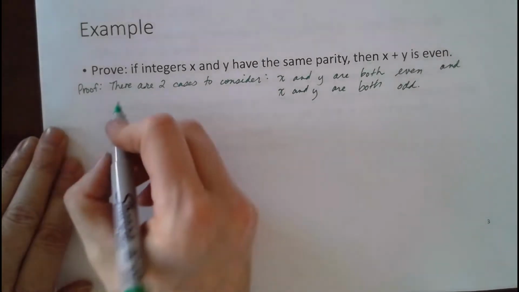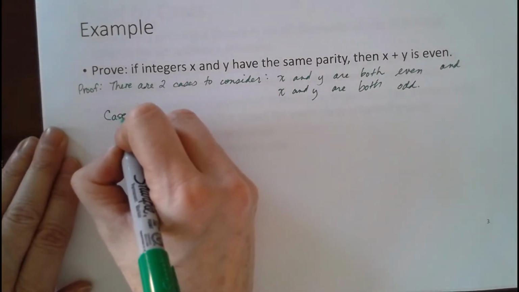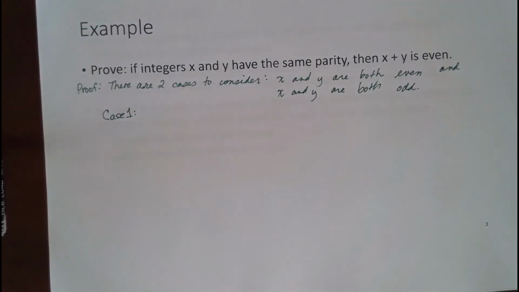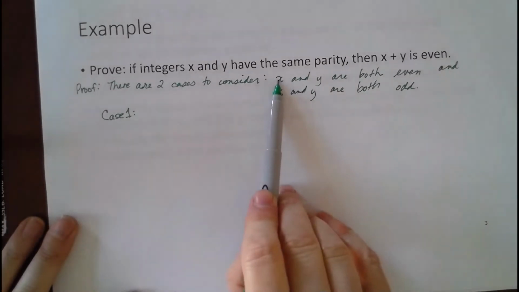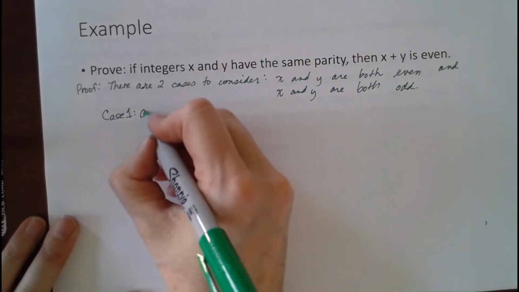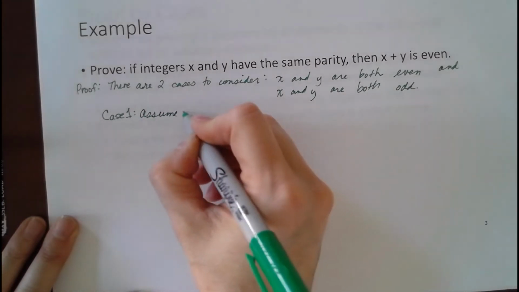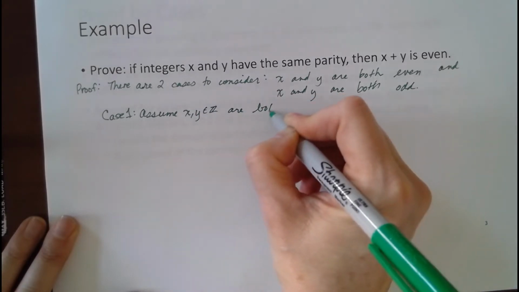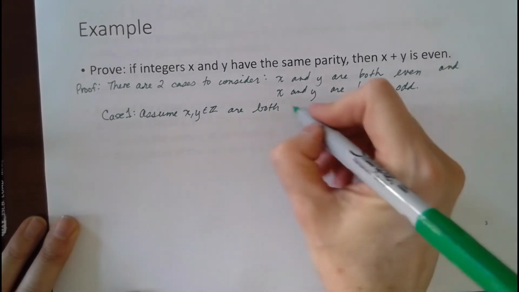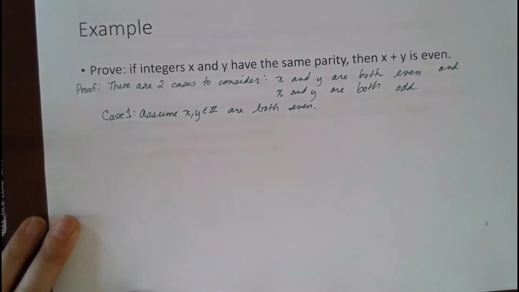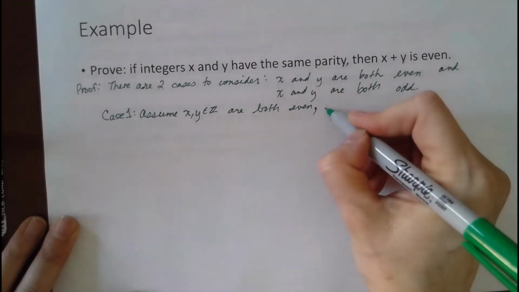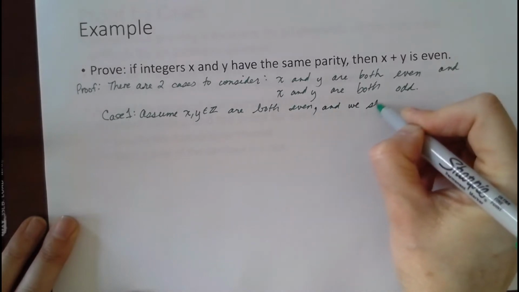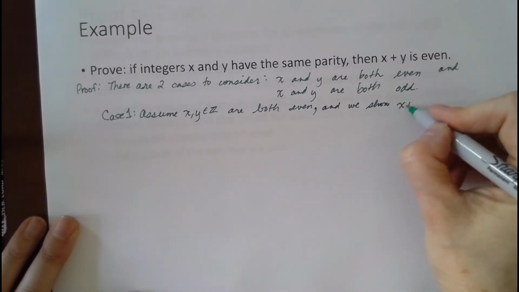I like to label mine, Case 1, so you can tell. Now you can write a direct proof for this first case where x and y are both even. So assume integers x and y are both even was our first case. I'll make it one sentence, and we show x plus y is even.